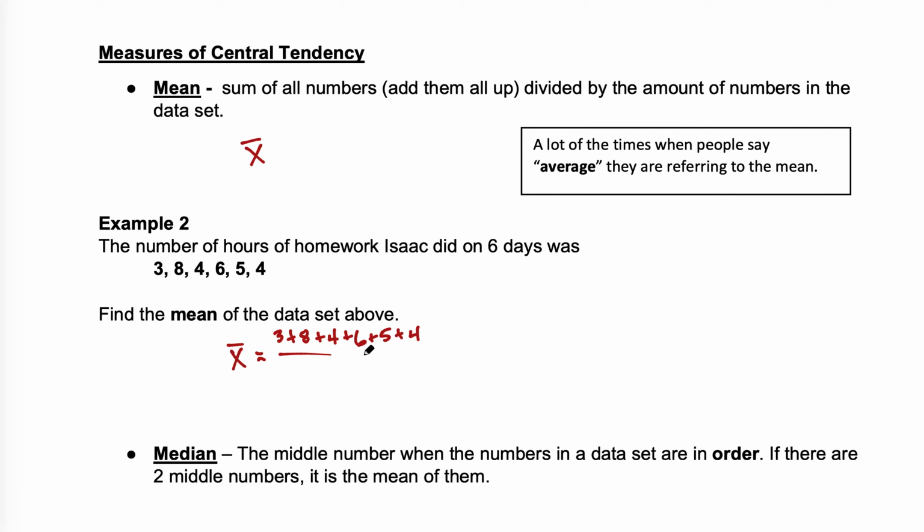Divided by 6 numbers. And if I add those all up, it looks like they add up to 30. So I'm going to take 30 divided by 6, which would be 5. So my mean or my average would be 5.